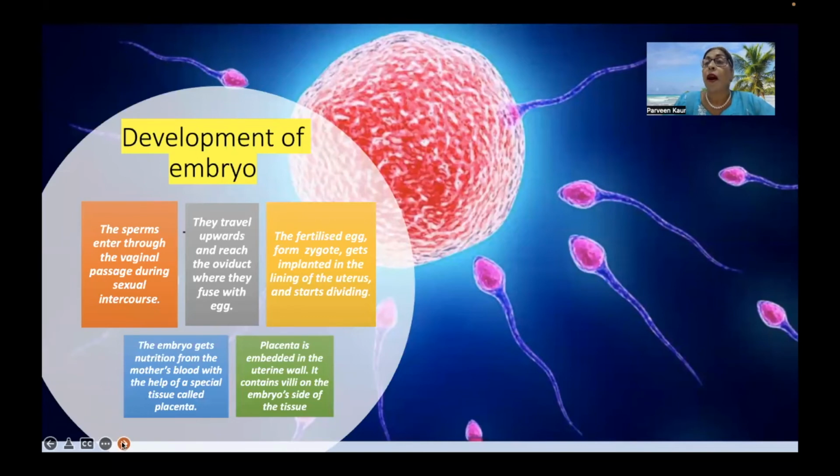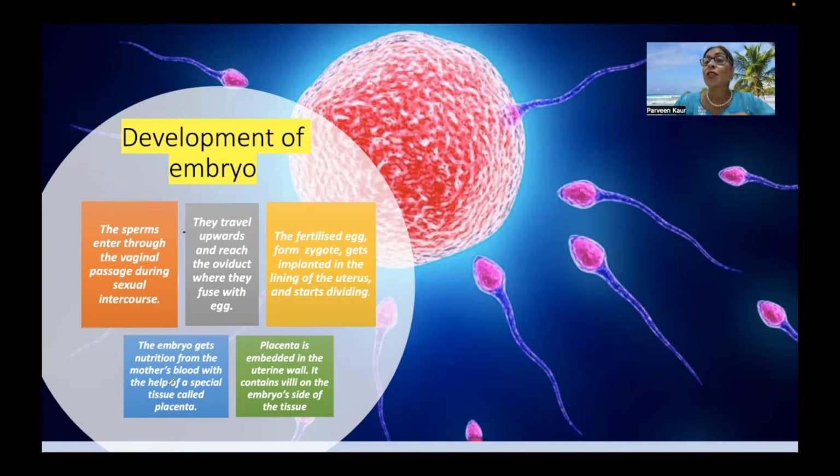Development of embryo. How does embryo development take place? The sperm enter through the vaginal passage during sexual intercourse. Then they travel upward and reach the oviduct, where the fusion of egg and sperm takes place. Whenever fusion is completed, at that time the egg becomes fertilized. The fertilized egg forms the zygote and gets implanted in the lining of the uterus. Again, it continues dividing.